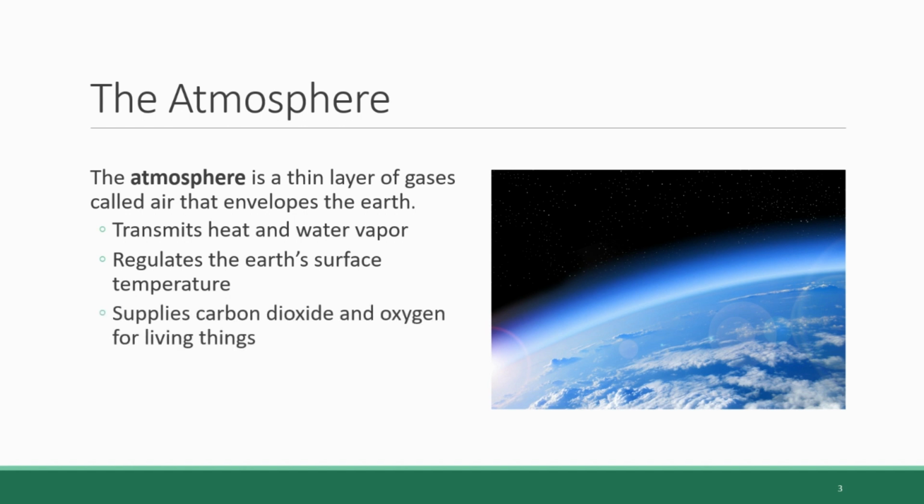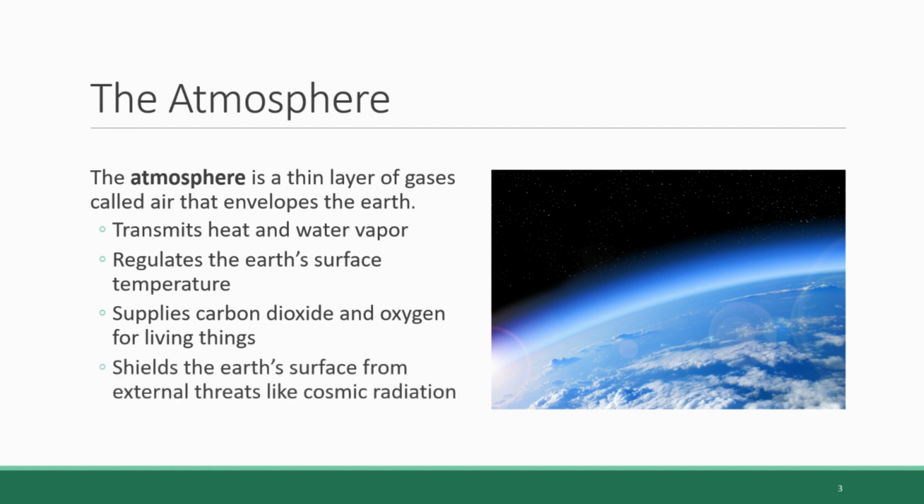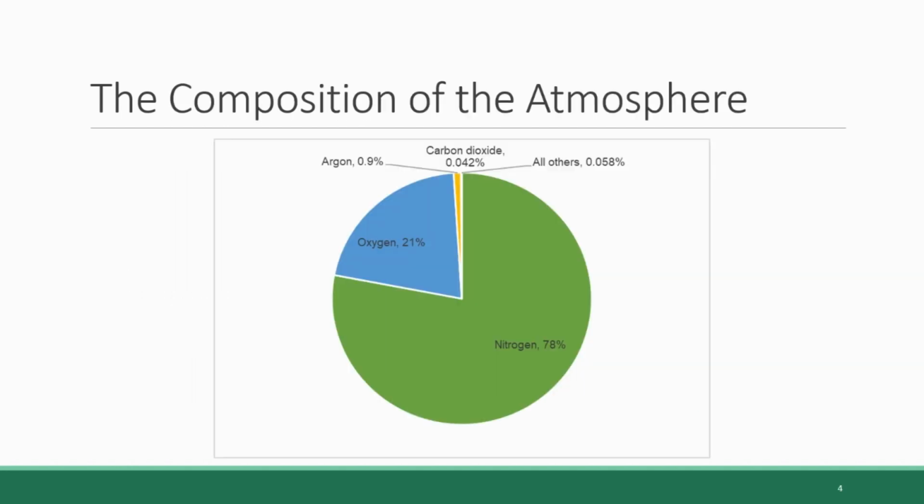It serves as the source of gaseous carbon dioxide and oxygen that are used by living organisms in their metabolic processes, and it shields the surface of the Earth from external threats like harmful cosmic radiation. And we'll also look at how that works in just a moment. But before we do, a quick look at the composition of the atmosphere.